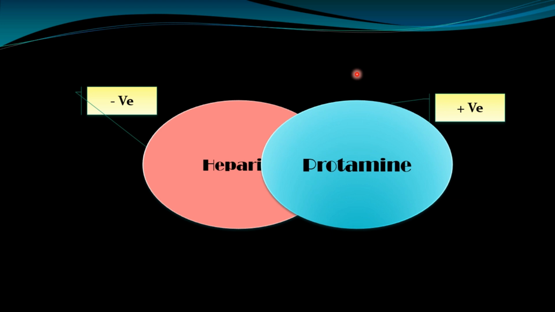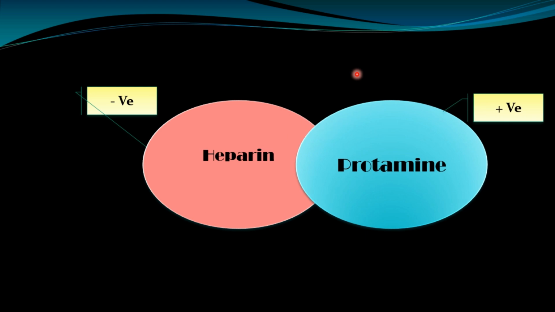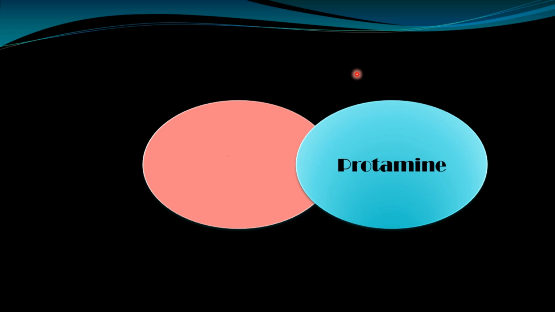So in this case, one drug antagonizes the other simply by binding it and making it unavailable for interactions with the proteins which are involved in the formation of coagulation. So the heparin will lose its anticoagulant effect. So we can say that this is chemical antagonism.